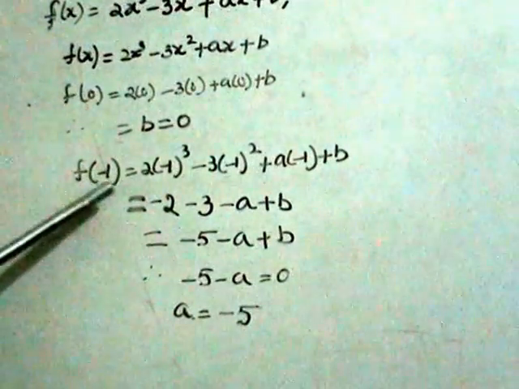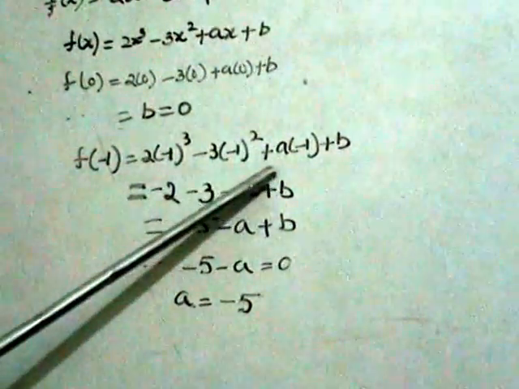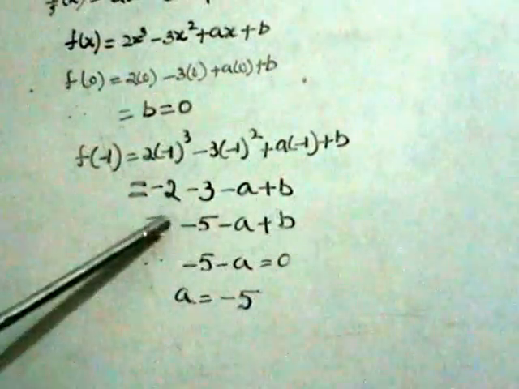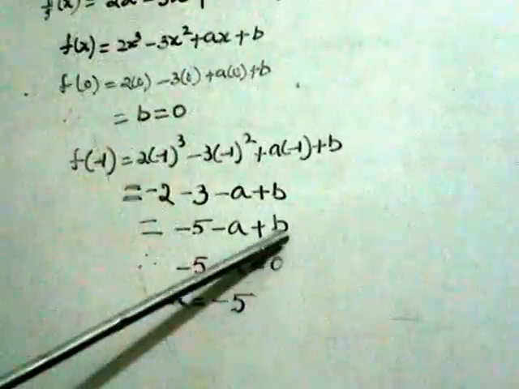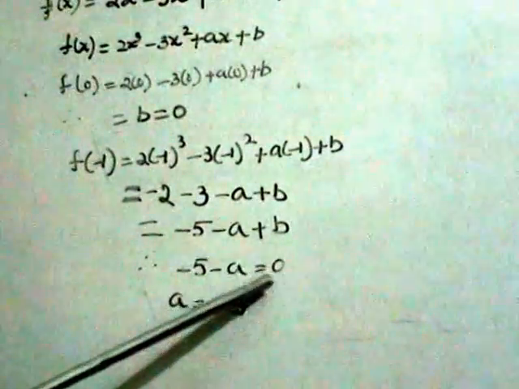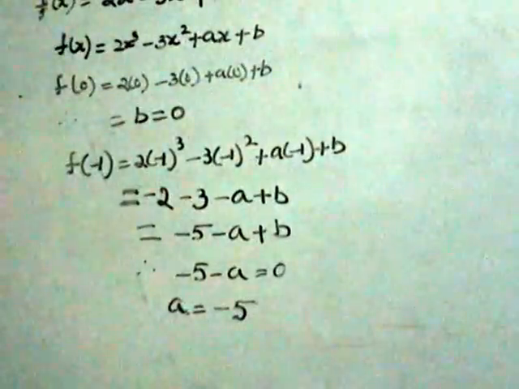Now f of minus 1, 2 into minus 1 whole cube minus 3 into minus 1 whole square plus a into minus 1 plus b, which is minus 5 minus a plus b, and b is already 0, minus 5 minus a is equal to 0, therefore a is equal to minus 5.